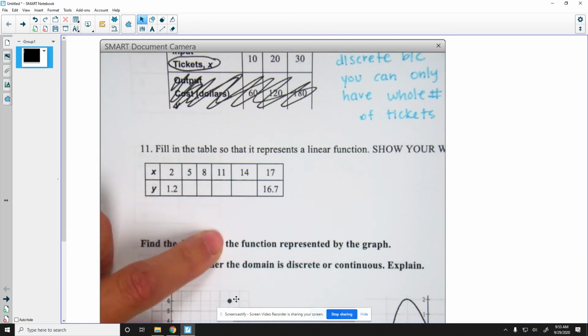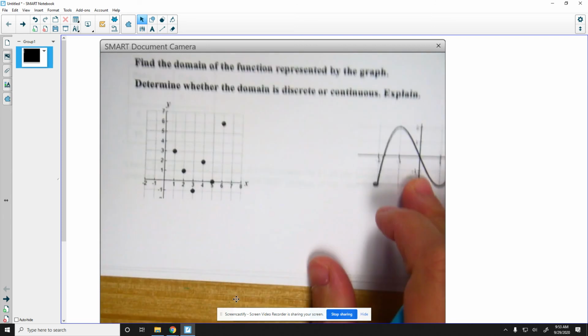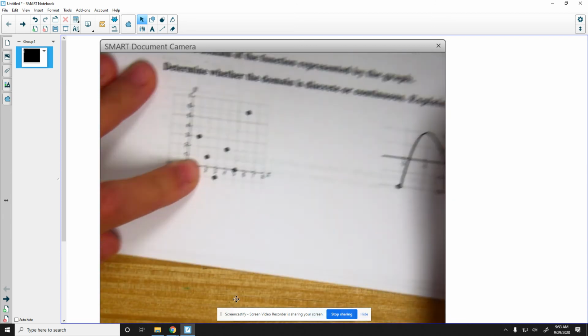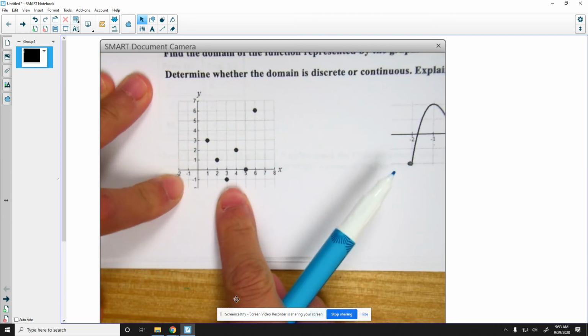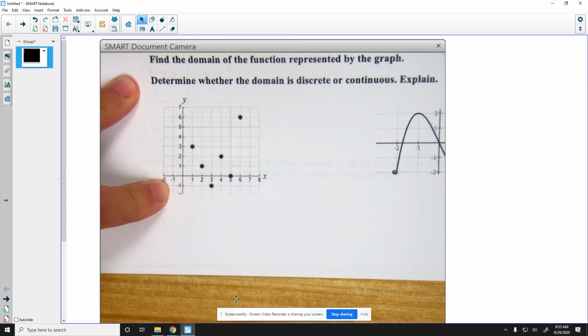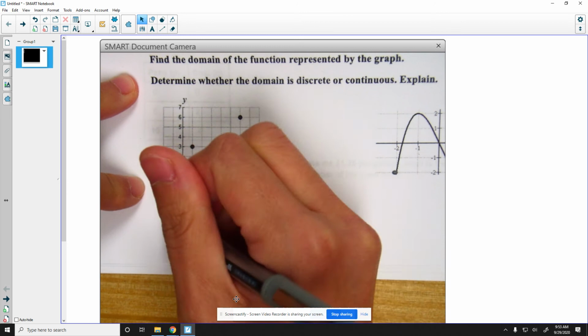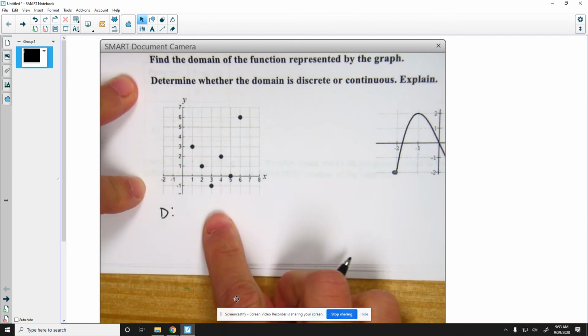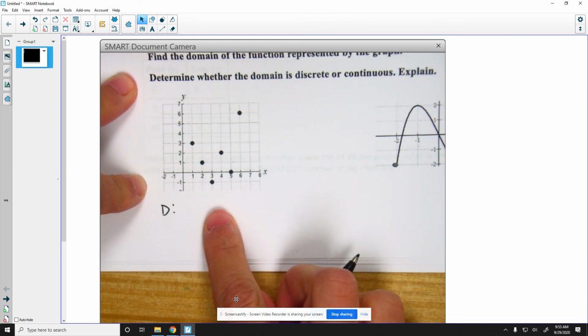Let's skip this one because this one's super tricky, I feel like. But let's do this one. Okay. This picture. So determine whether the domain is discrete or continuous, and then find the domain of the function. So let's find the domain first. So we said the domain is x's. So this is what we did last week.